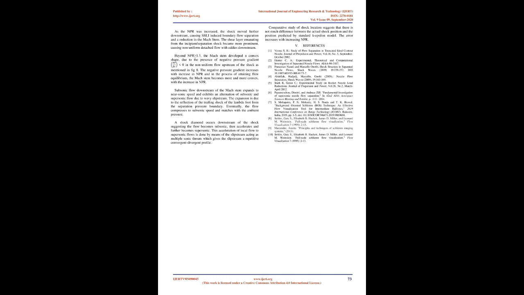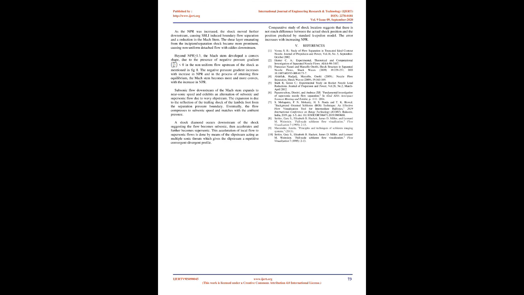For conclusion. The fundamental investigation of shock formation of a contoured nozzle with area ratio 1.62, defined by the profile shown in Fig 1, has been undertaken. For 1.15 ≤ NPR ≤ 1.3, the flow field was dominated by weak normal shocks whose strength subsequently increased with increase in NPR. For NPR equals 1.4, the shock structure started developing lambda feet which were symmetric in nature. With the increase in NPR the feet of the lambda shock grew stronger and bigger asymmetrically. As the NPR was increased, the shock moved further downstream, causing SBLI-induced boundary flow separation and a reduction in the Mach stem. The shear layer emanating from the incipient/separation shock became more prominent, causing non-uniform detached flow with eddies downstream.